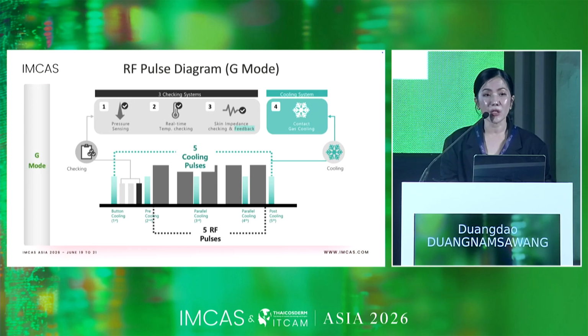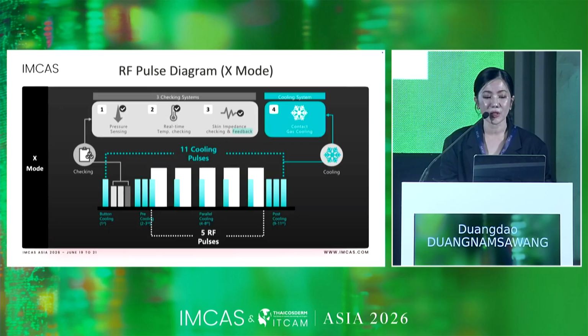This is a diagram of the G mode and X mode. In the G mode, they have 5 sub-power levels and 5 cooling levels. But in X mode, there are 5 sub-power levels and 11 cooling levels.